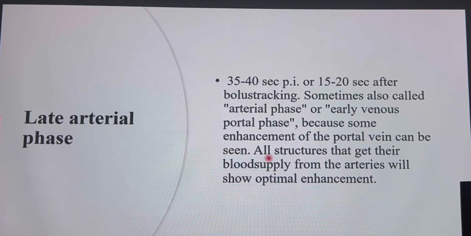So at this phase, the organ that we are imaging is totally, maximally enhanced by the arteries that we evaluate in the early phase. So anything that is abnormal and supplied by the artery exclusively will appear in this case, okay?